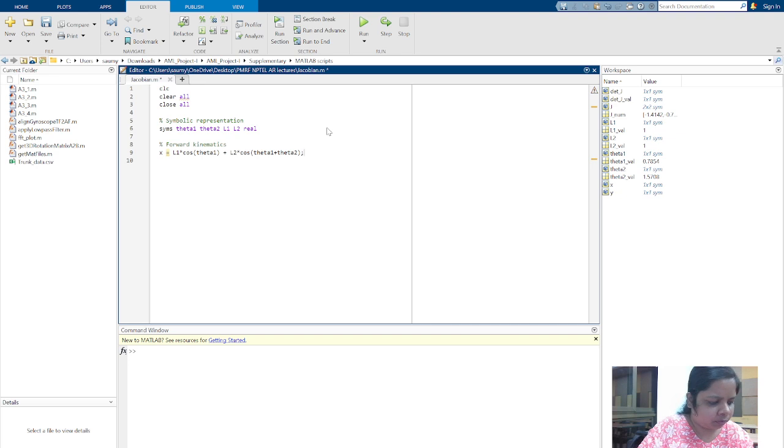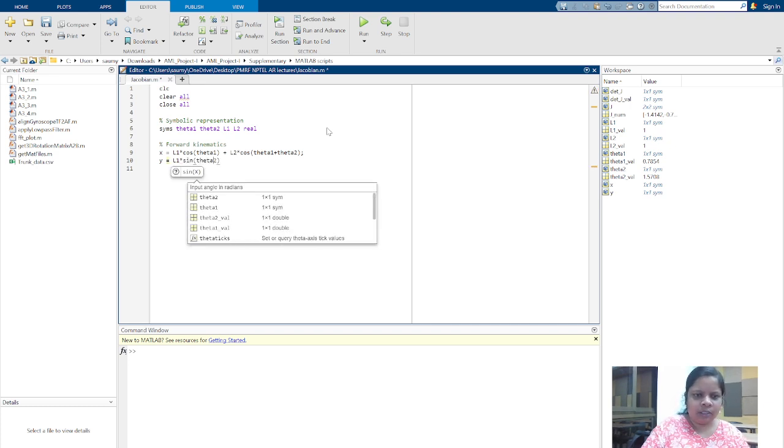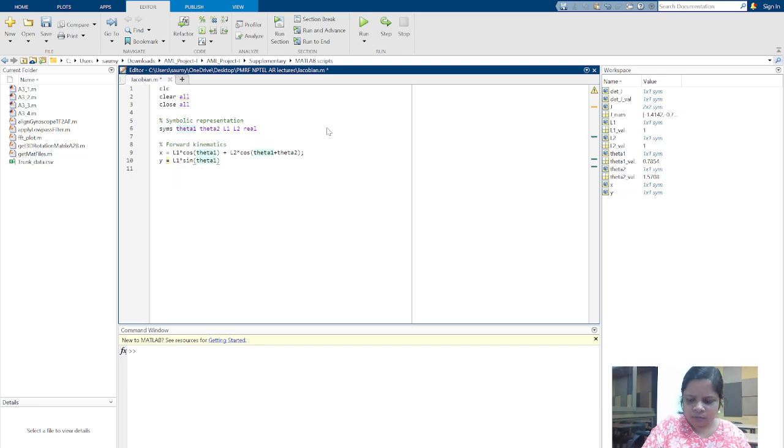Okay. After this, y is equal to L1 into sine of theta 1 plus, correct me if I am going wrong anywhere, L2 into sine of theta 1 plus theta 2. I'll copy this.